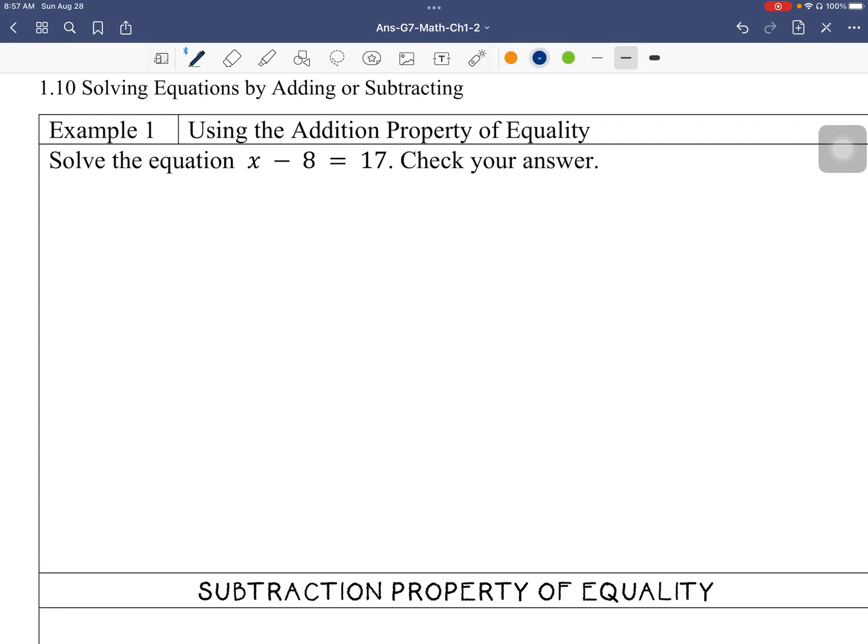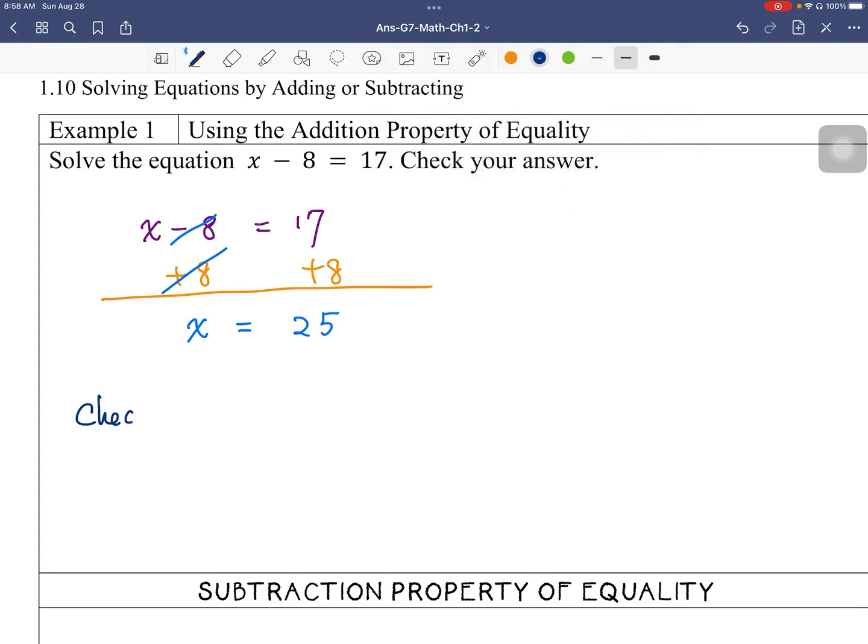So now example 1, I want to solve the equation x minus 8 equals 17. To solve the equation, I want to isolate the variable. So the way to do it is to add 8 to both sides of the scale. So x equals 25. So how do I check my answer? When x equals 25, 25 minus 8 equals 17.